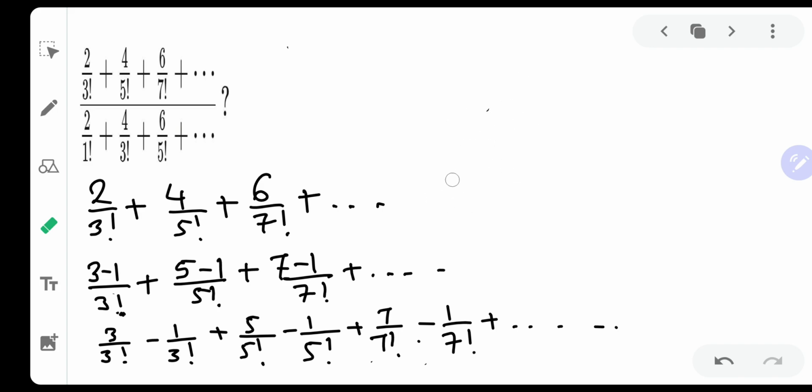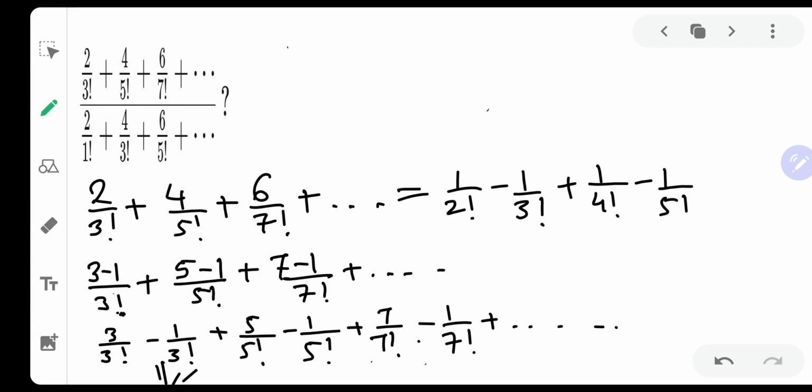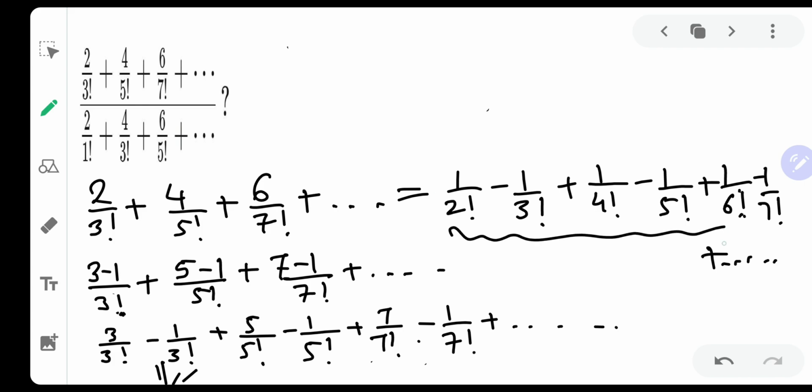So basically your numerator is changing to 1 upon 2 factorial minus, second term, 1 upon 3 factorial. Then 5 upon 5 factorial will be plus 1 upon 4 factorial, then minus 1 upon 5 factorial, then 7 upon 7 factorial will be 1 upon 6 factorial, and then minus 1 upon 7 factorial, and this process continues till infinity. Now this is a particular kind of series which you need to know. So let us first look into that.